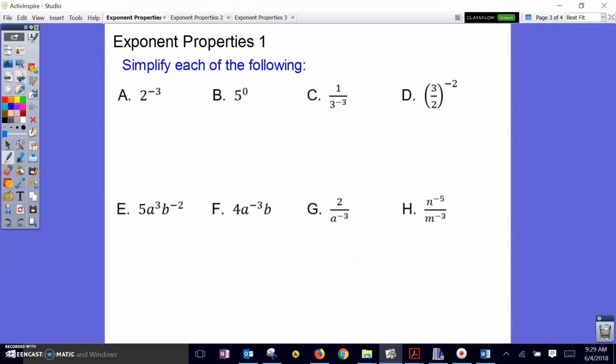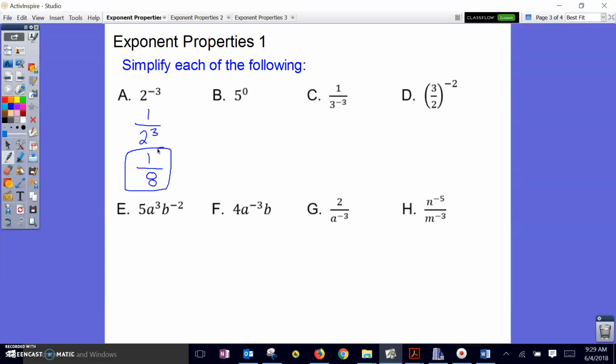Let's do a few problems here. More than a few. All right, simplify each of the following. The first line, we're dealing with numbers, so we're going to actually figure out the values of all of these. We've got 2 to the negative 3. That's 1 over 2 to the 3rd. And then we figure out what 2 to the 3rd is. That's 2 times 2 times 2, so that's going to be 8. And so we end up with 1 over 8.